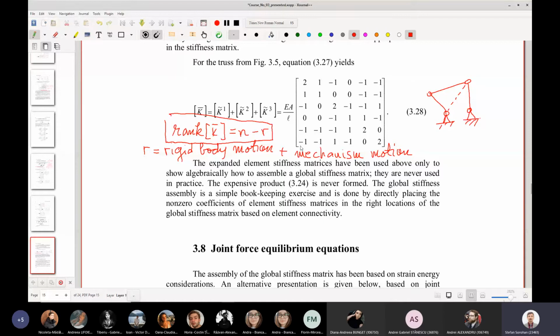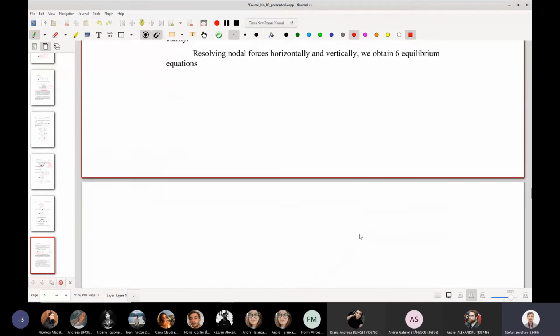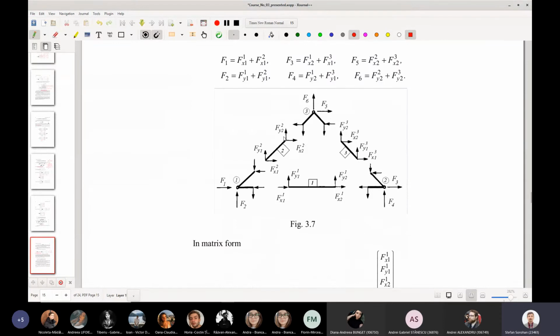Another method to obtain this relationship is the joint force equilibrium. And what does that mean? Let's take a look again here. Let's expand all three elements here, and let's put the forces at the ends. According to our notation, this is Fx for element number 1, Fy for element number 1 for node 1 here, because this is node 1.